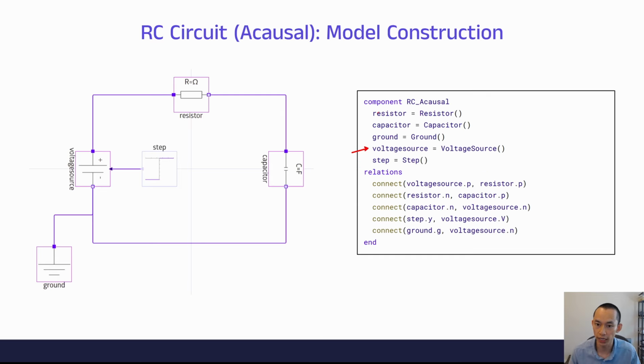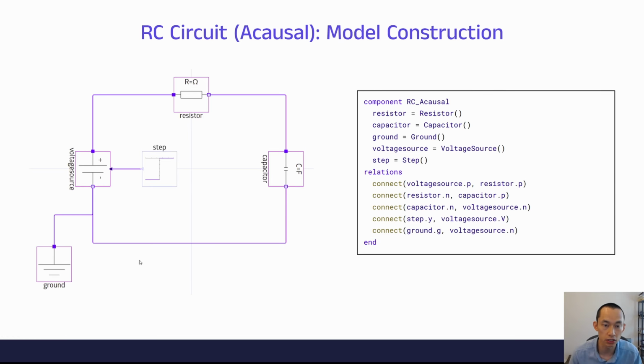Okay, so you can actually look at this and be like, yeah, I think this might actually be an RC circuit by just looking at what components are included in here, right? We have a resistor, capacitor, voltage source. You can probably guess that this is some kind of RC circuit. And then we have all the connections right here. Okay, so that is how we build up the RC circuit using the Acausal modeling approach.